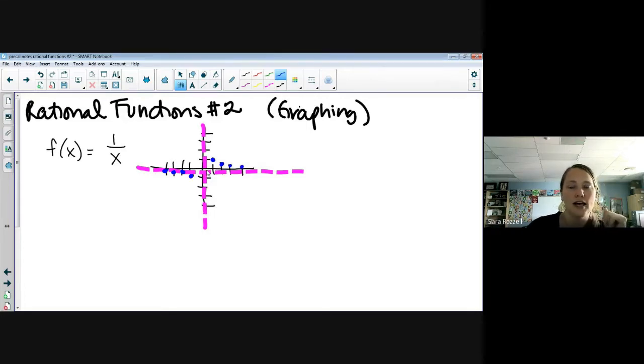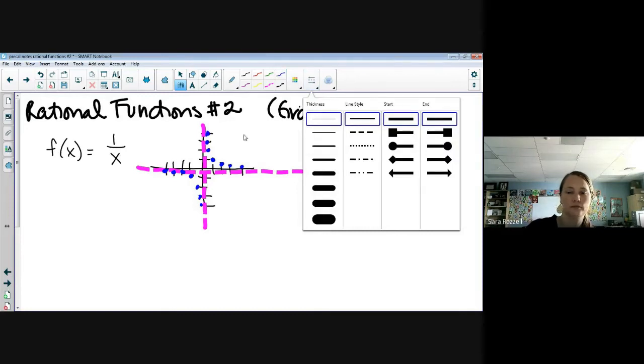And what happens is kind of neat. If you're thinking about between 0 and 1, if I was going to plug in 1/2, 1 divided by a half is 2. 1 divided by a third is 3. 1 divided by a fourth is 4. Same thing on the negative side. 1 divided by negative 1/2 is negative 2. Then we get negative 3. Then negative 4. And we're getting closer and closer to our asymptotes, but we're not actually touching those.